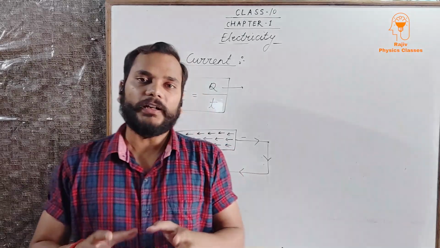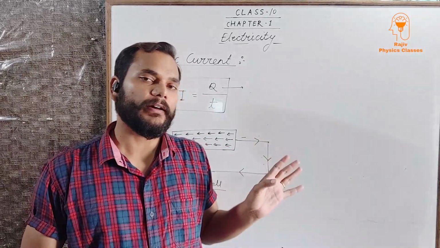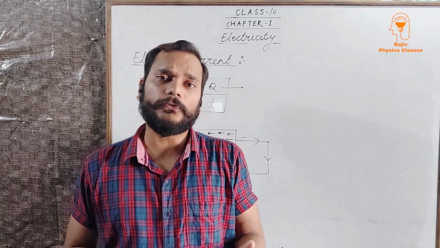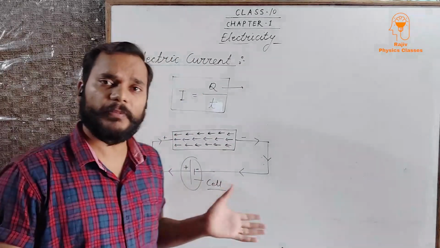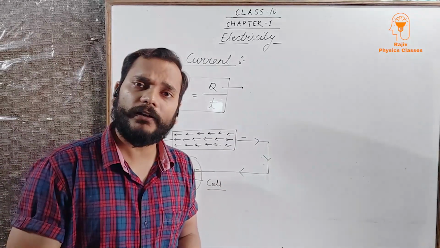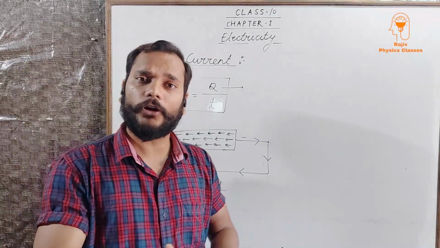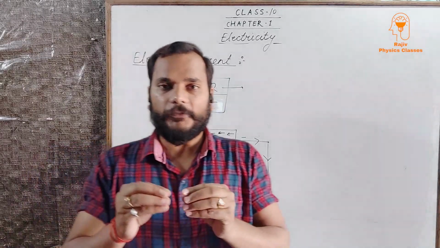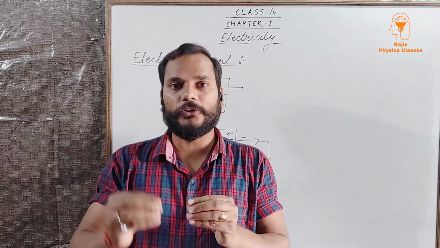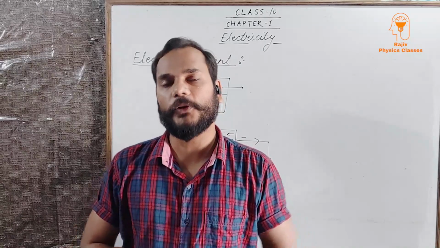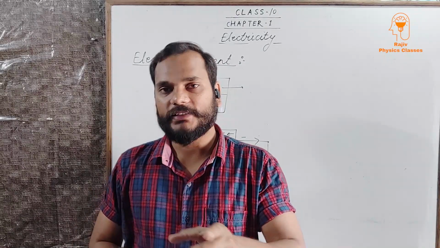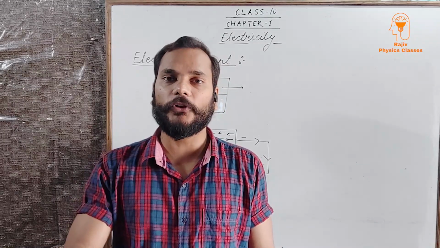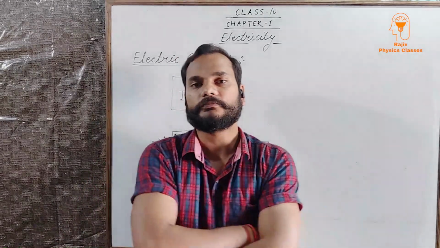Now it is very important to understand what is the meaning of this statement, that the direction of electric current is just opposite to the flow of electrons. If you go through the content of your NCERT book, you will find the answer there. Why is the direction of electric current opposite to the flow of electrons?